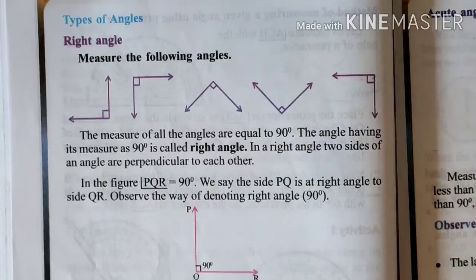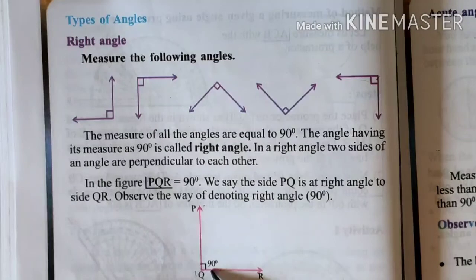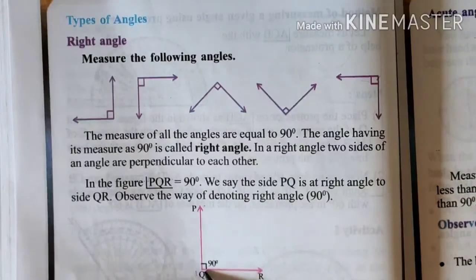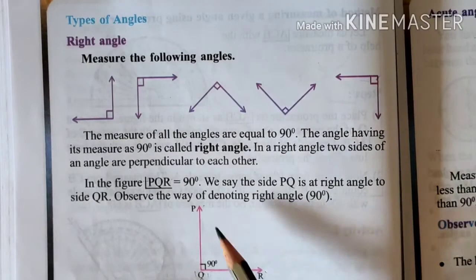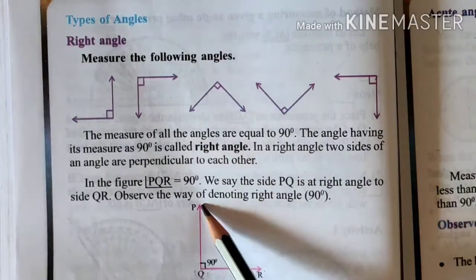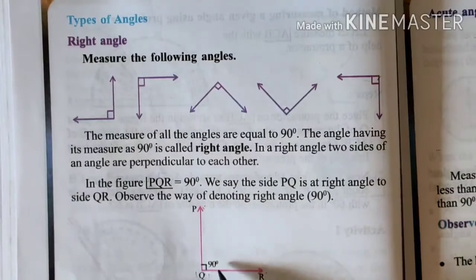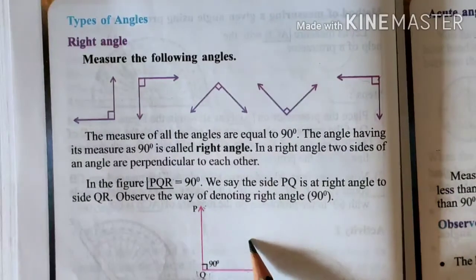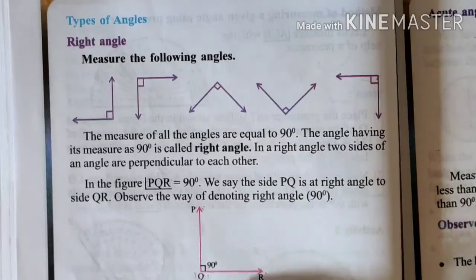So in the figure we can see below, angle PQR. The angle is formed at Q. It is 90 degrees. So PQ is at right angle to QR. So PQ is perpendicular to QR, or QR is perpendicular to PQ. So observe the way of denoting a right angle. A right angle is denoted like this, whereas the other angles are denoted by a curve.